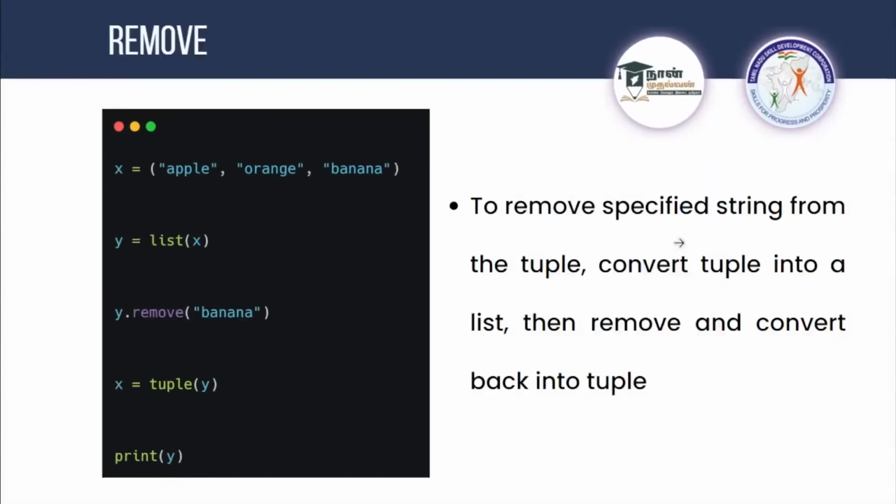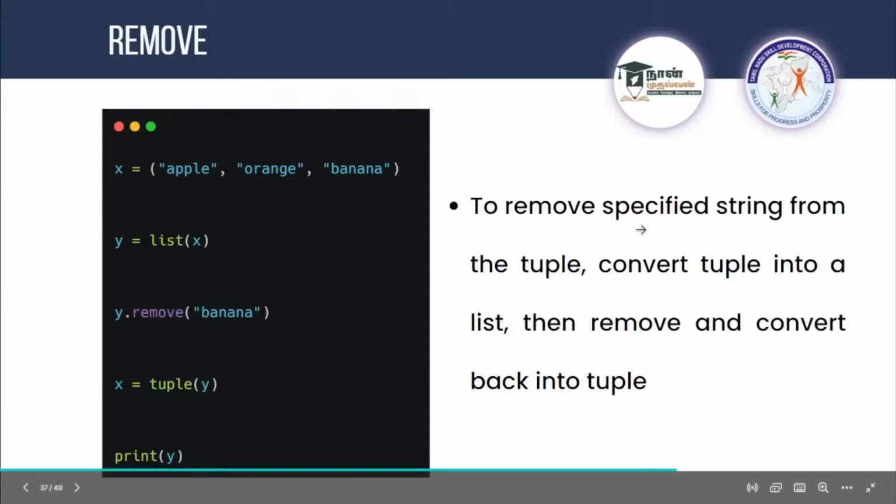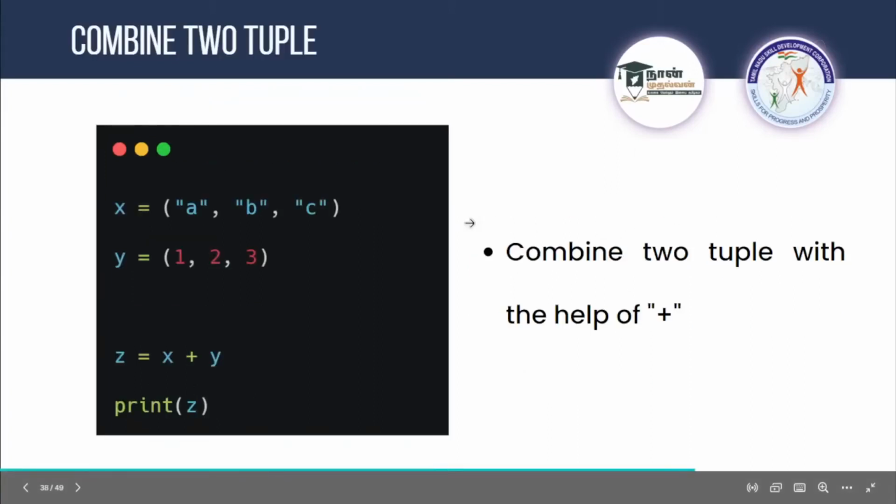In a similar case, if you want to remove something, you cannot do it directly in a tuple. You have to convert it into a list, and then you can remove that thing which you want to remove. Or if you want to remove with the index number, you can call the .pop option. Once you've done that, you can convert it back into a tuple. That's the difference between a list and a tuple.